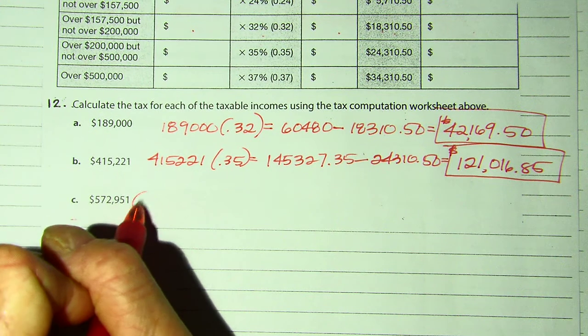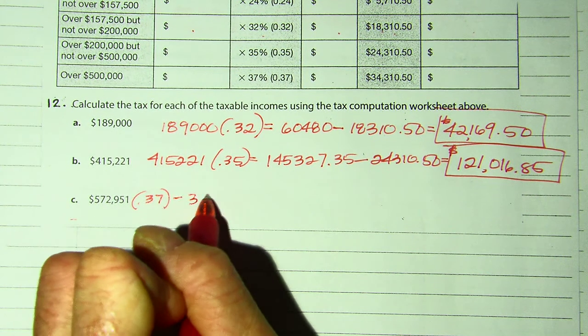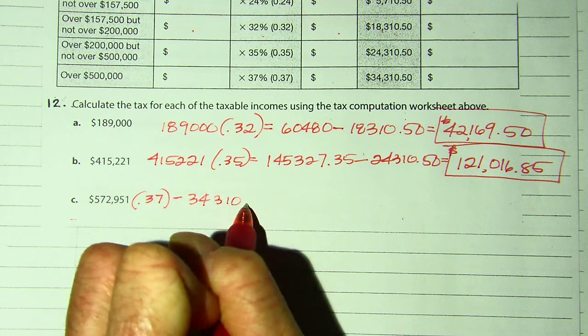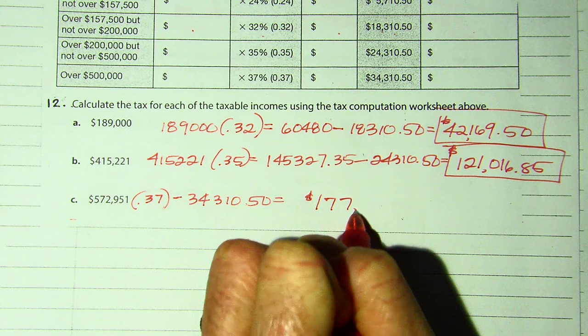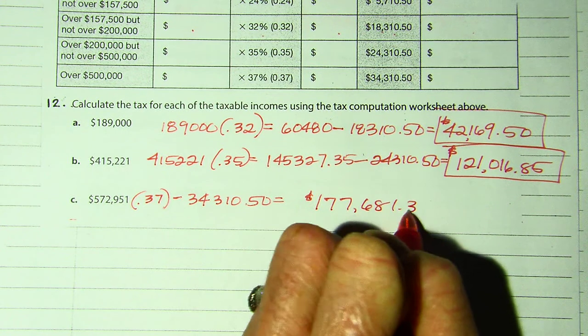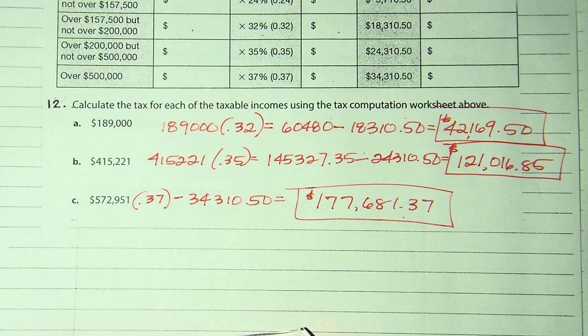So for this next one, I'm multiplying by 37%, and then I'm subtracting the $34,310.50. So the tax on this is almost $200,000. So can you imagine what celebrities are taxed? People that are making millions and millions and millions of dollars, or athletes. So the more you make, the more you get taxed.